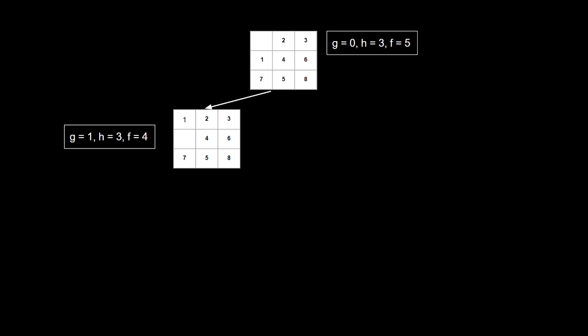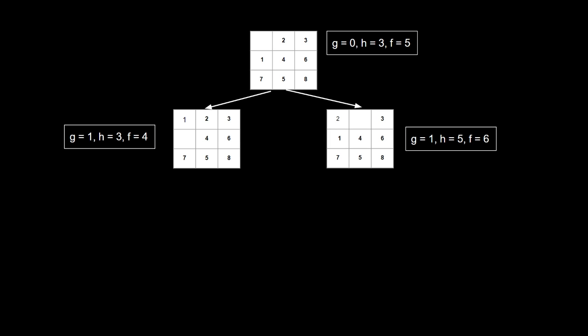For the next state, we have two options. We can either move the empty tile to the right or down. For both these cases, we calculate the G score, the heuristic, and the F score. Here, the G score for both the states is 1 as we made one move to reach this state. The heuristic is the Manhattan distance. The F score of the leftmost configuration is 4, which is less than the one on the right, whose F score is 6. Hence, we choose the left puzzle state to go forward with.